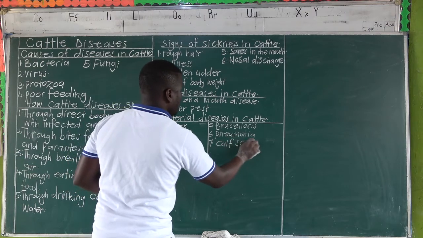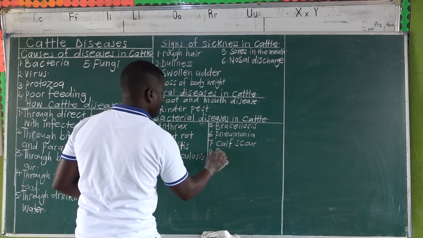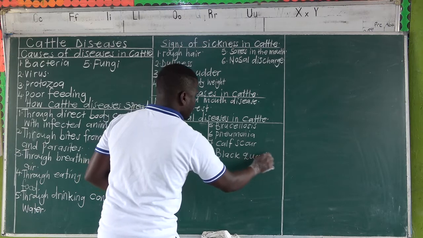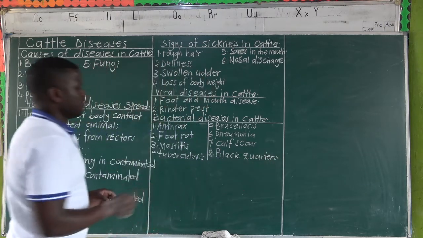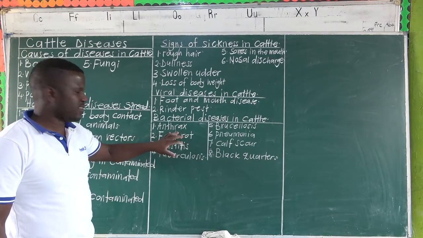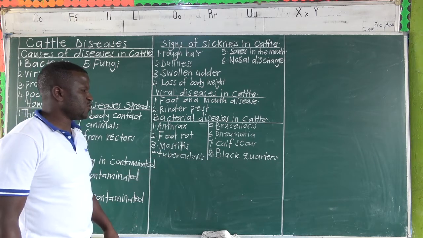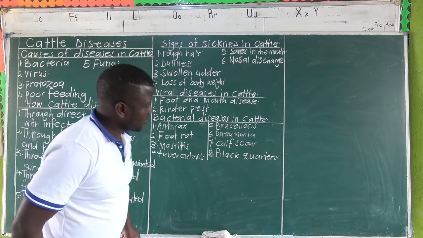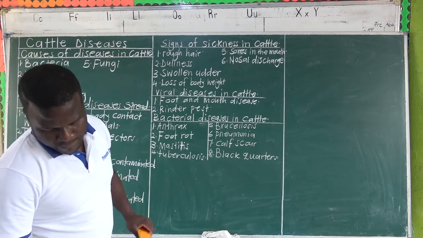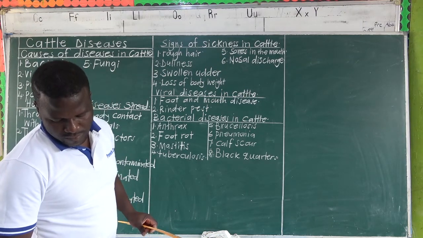Number 7, we have calf scour. Number 8, we have black quarter. So these are some of the diseases that are caused by bacteria that affect cattle. We have anthrax, foot rot, mastitis, tuberculosis, brucellosis or brucella, pneumonia, calf scour, and lastly black quarter.